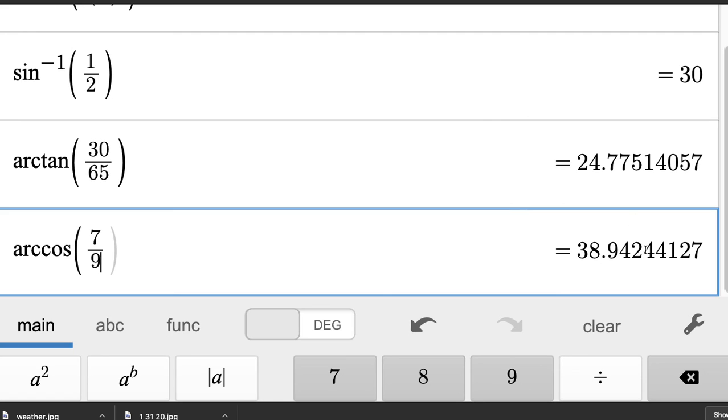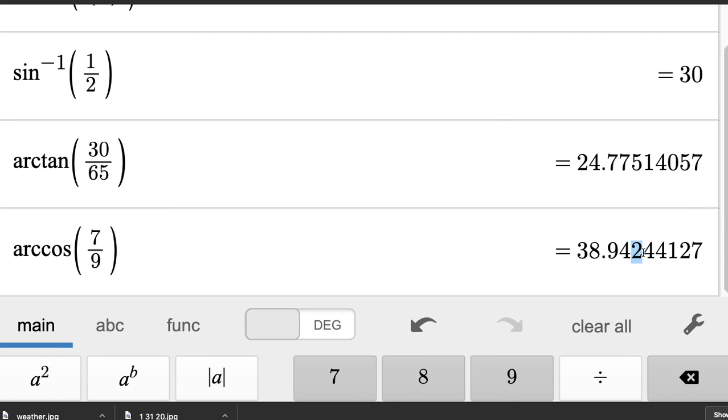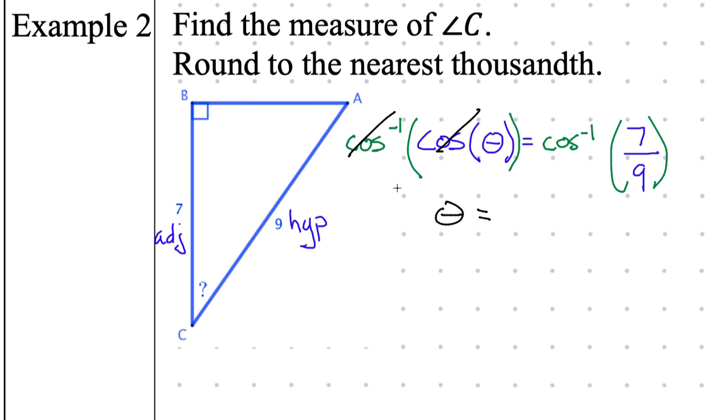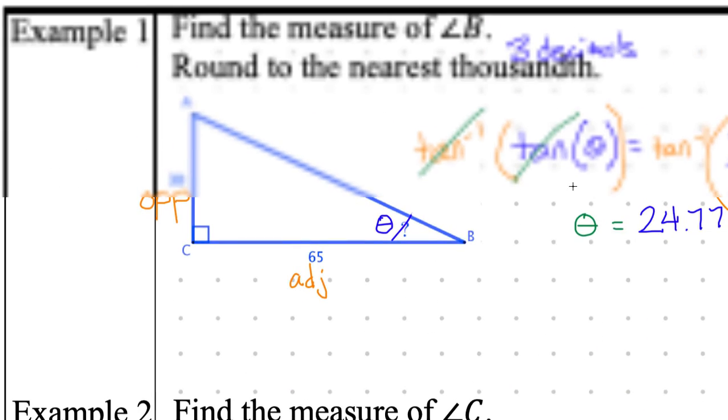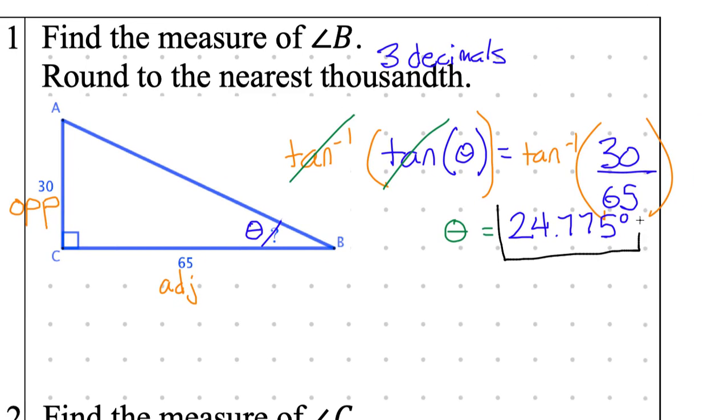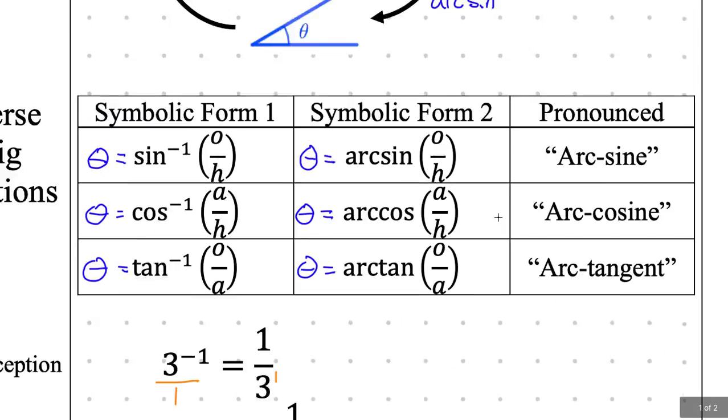And rounding to 3 decimal places, so does that 2 go up or down? It stays the same, so 38.942 degrees. And we should be boxing our answers. Did I box my last one? No, I did not. Go back and box all these answers. Those are the only two.